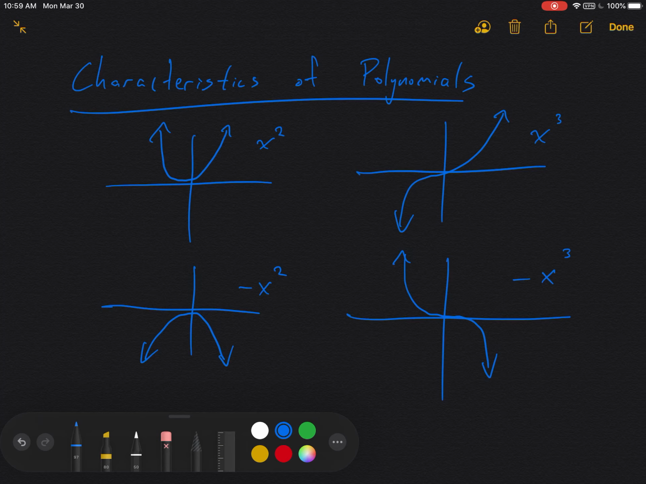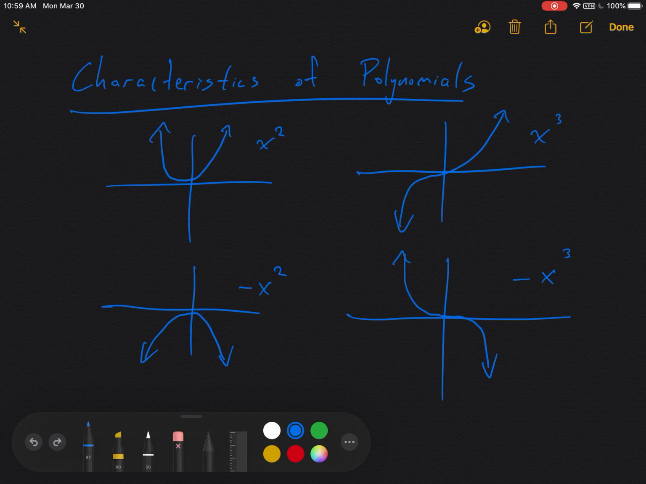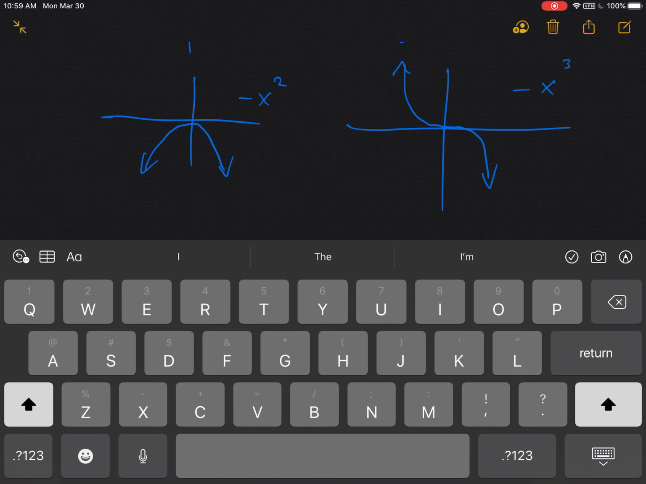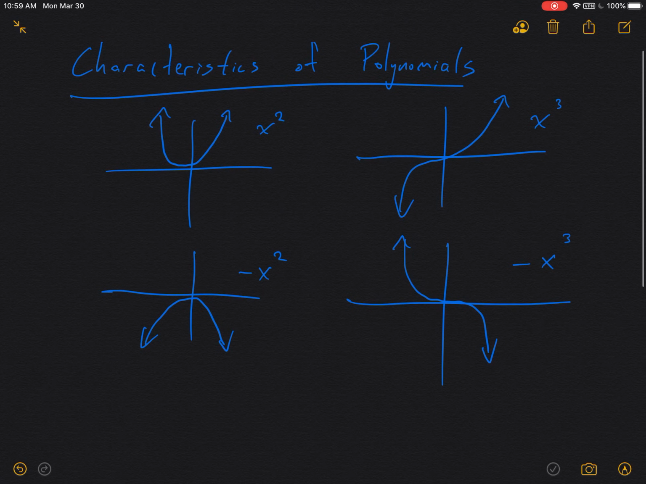So the first section of notes that we're going to look at is characteristics of polynomials. And we've already met these four polynomials, so we know what the graphs of x squared and negative x squared look like. We also know what the graphs of x cubed and negative x cubed look like. So we know these graphs already. The goal in this section is to determine what the graph of a general polynomial looks like. And in order to do that, we are going to focus on two things about the polynomial.